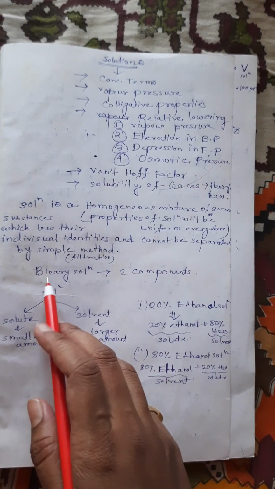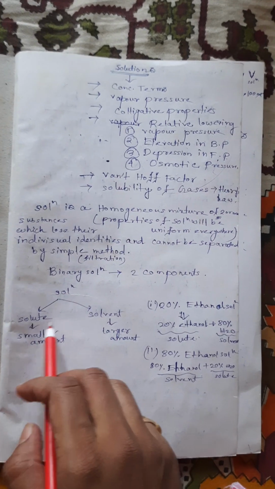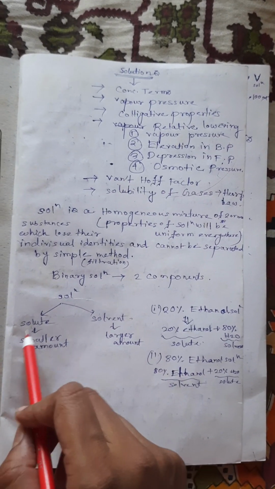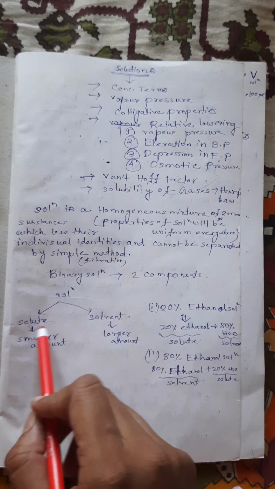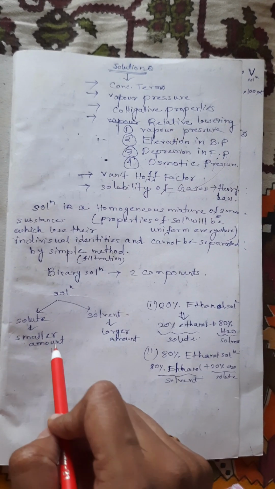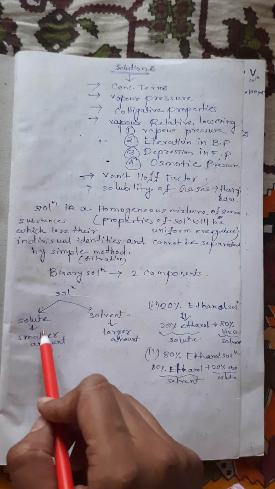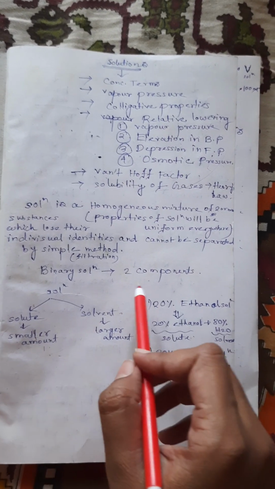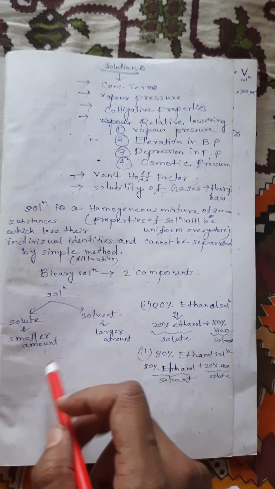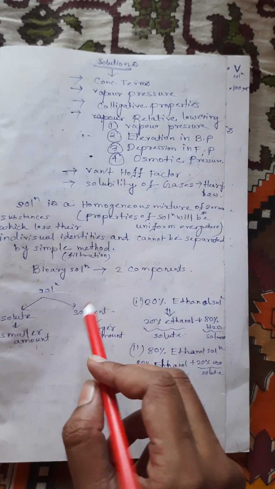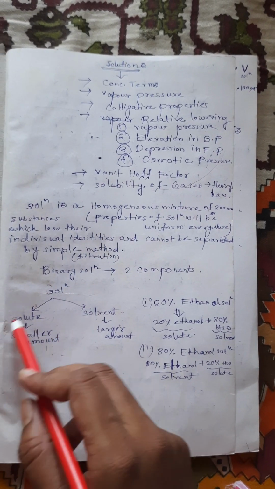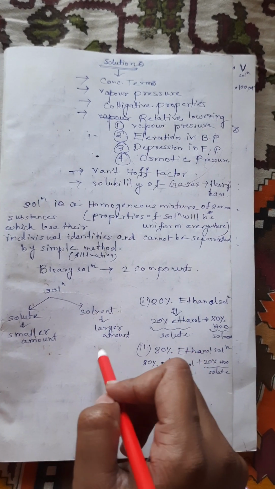Now a solution has two parts. You all know the first part is solute and the second part is solvent. Solute means a smaller amount of the substance is present in the solution. Solute is always present as a smaller amount of the substance, but in case of solvent, a larger amount of the substance is present in the solution. So solute means smaller amount and solvent means larger amount.